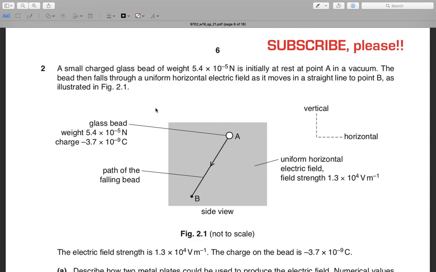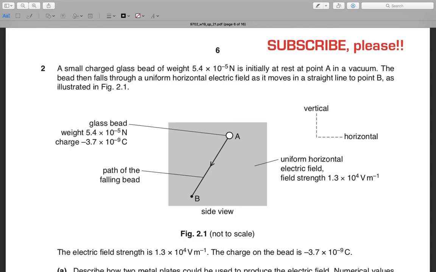A is a glass bead with weight 5.4 times 10 power minus 5 Newton. It also has a charge of minus 3.7 times 10 power minus 9 coulomb. This is the path of the falling bead. And this shows the condition, with the vertical and horizontal directions like that.